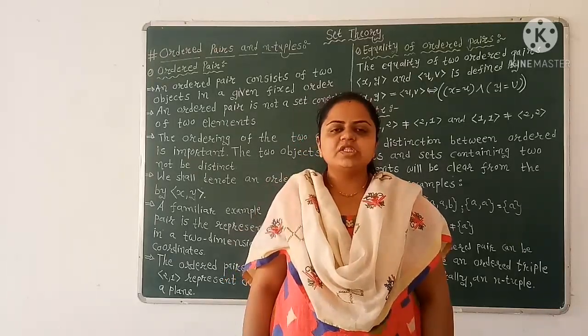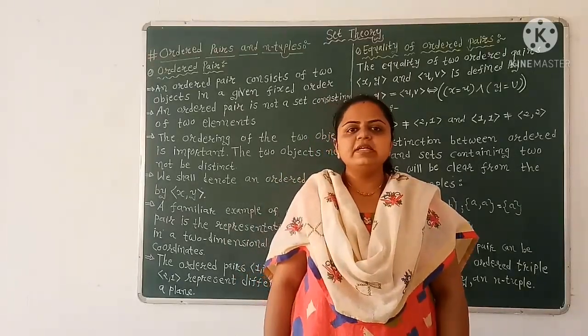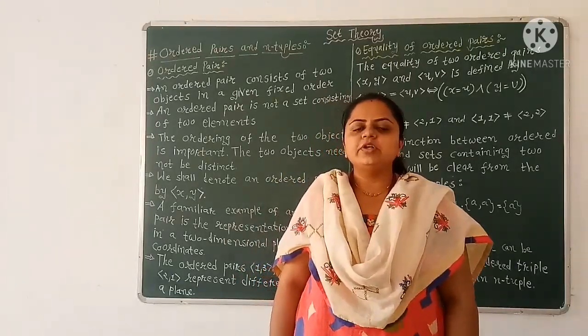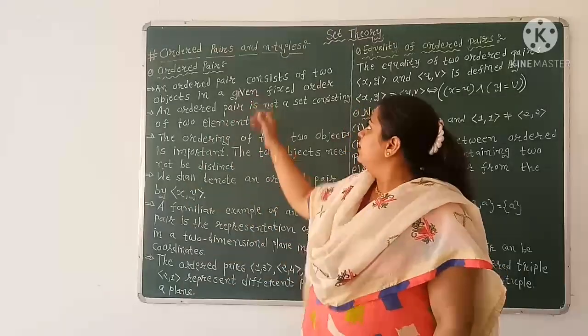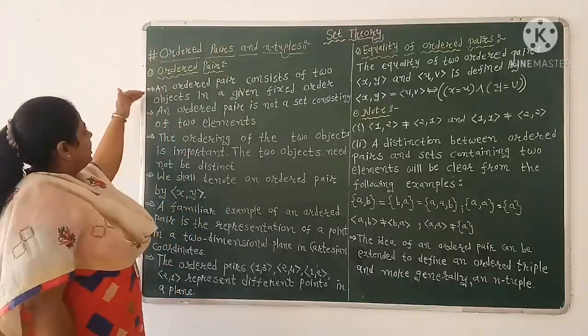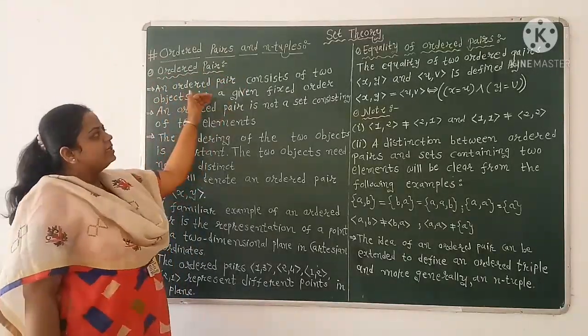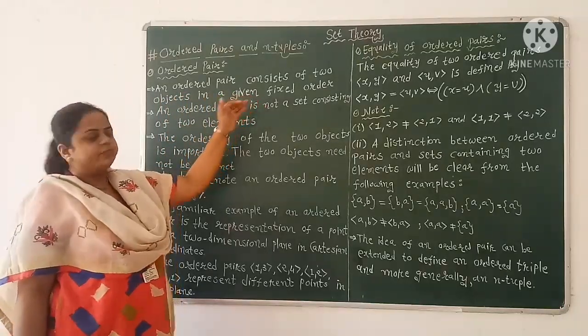In the previous video lecture, we learned about some set operations like symmetric difference, and today we are going to learn about ordered pairs and tuples. So, an ordered pair consists of two objects in a given fixed order.